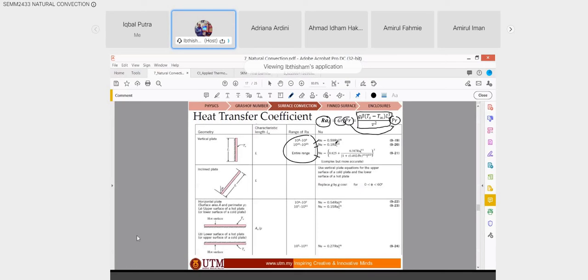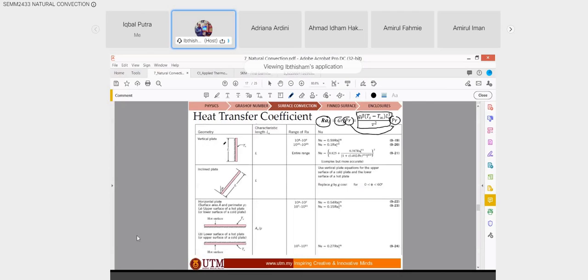So next, this equates to hL divided by k. Find your h, and then input into Q equals hAΔT, and you can get the Q. So that is the basic of natural convection. The process is more or less similar to forced convection.